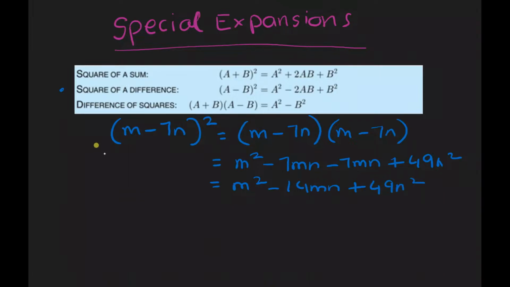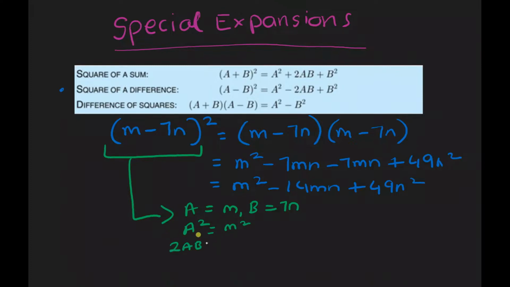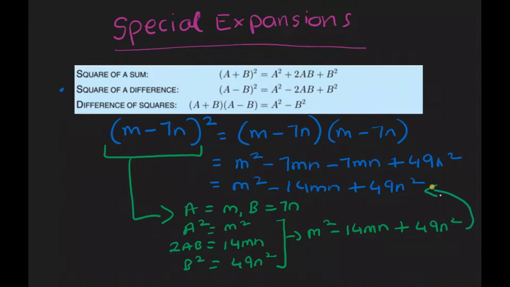Now let's see if we get the same answer if we apply the square of a difference rule. Again, a represents m, b represents 7n. Therefore, a squared equals m squared, 2ab equals 14mn, and b squared equals 49n squared. When we combine all of this, it will give us m squared minus 14mn plus 49n squared, which is the same answer as what we got earlier on here.